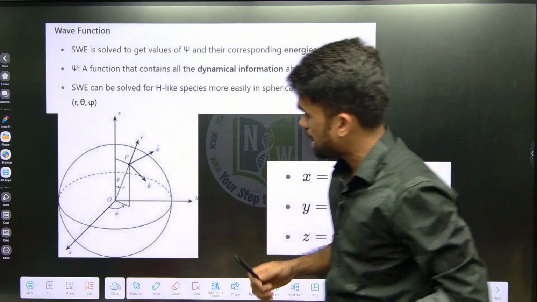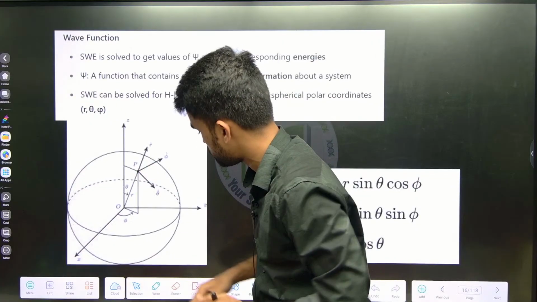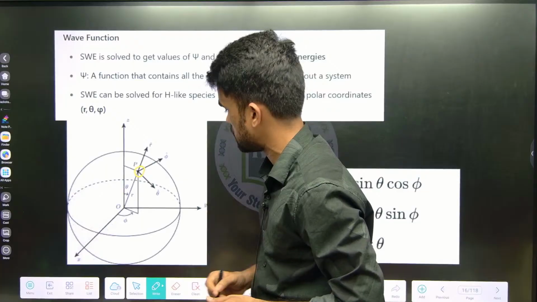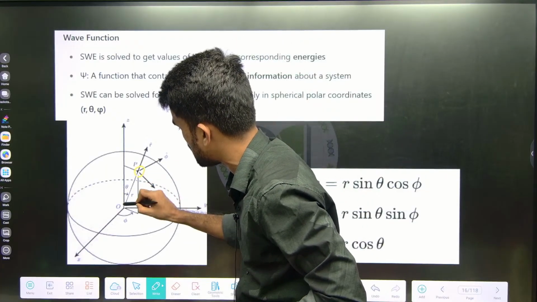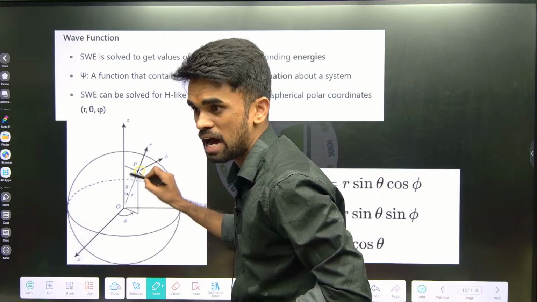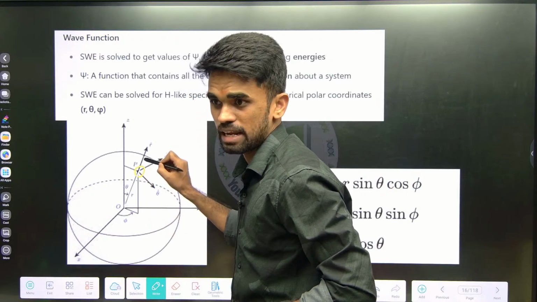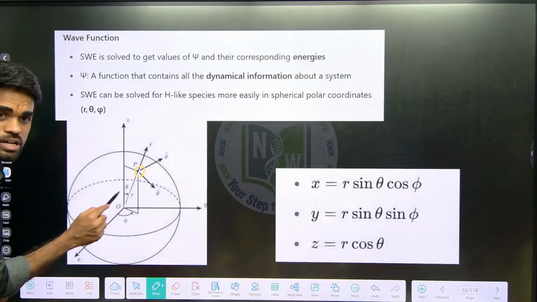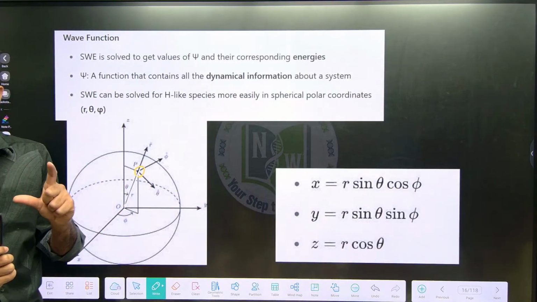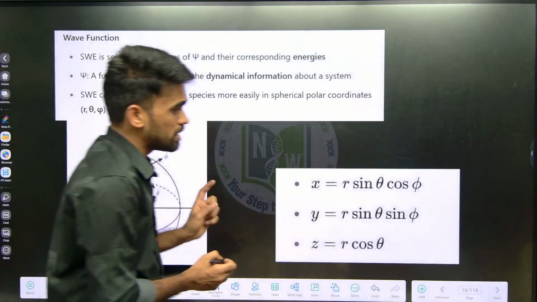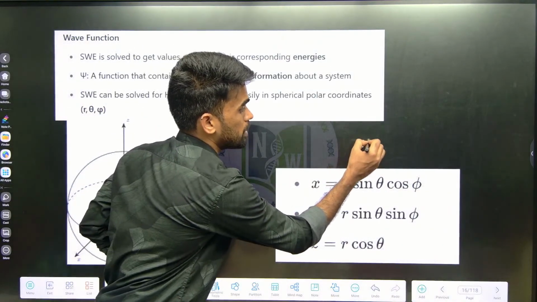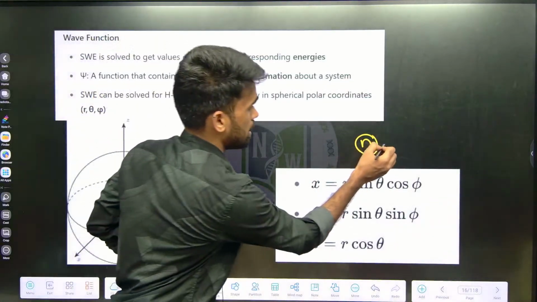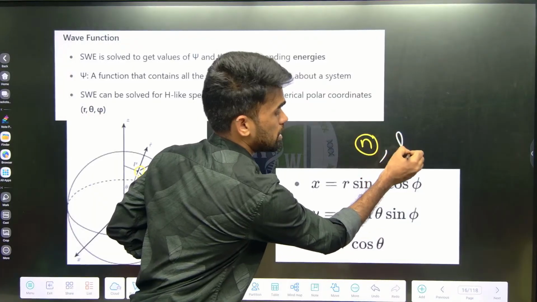See, for example, the electron is somewhere at this point. This simplification is not required, not in your syllabus also. From the nucleus to here, some distance r is there, like a radius. That is called the radial part. From that radial part we are going to get the principal quantum number n, and also the angular quantum number L.